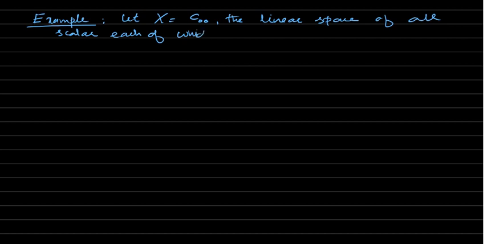Let X equal c sub 00, which means it's the sequence space with only finitely many non-zero entries. It is the linear space of all scalar sequences, where the entries of the sequences are scalars, each of which has only a finite number of non-zero entries.